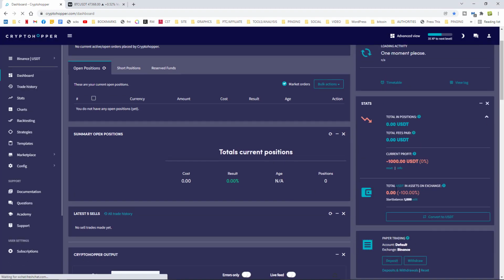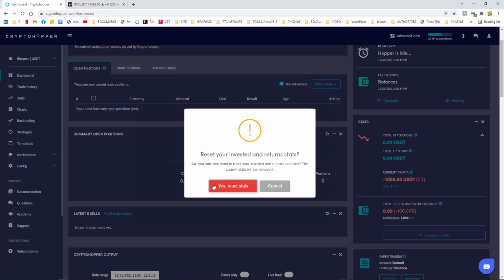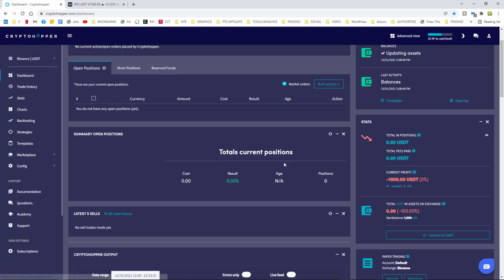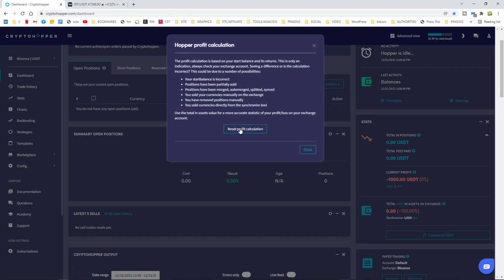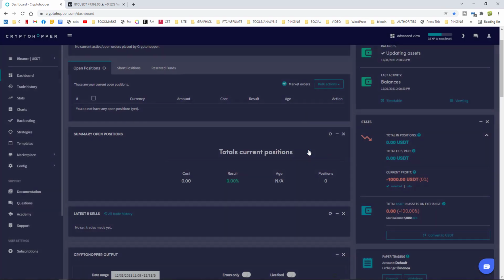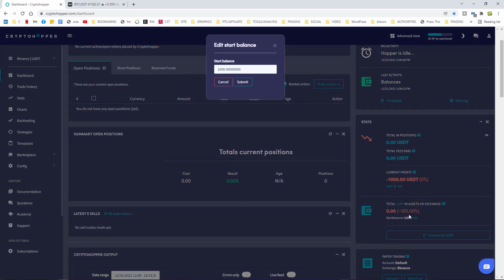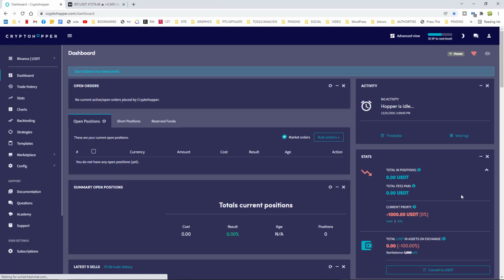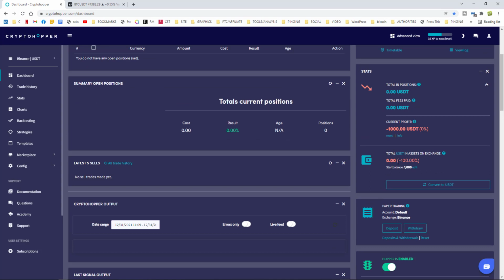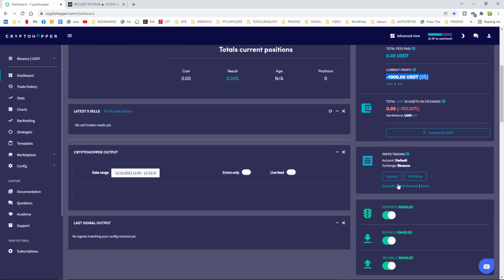Alright. Reset that. And reset that profit calculation. Alright. Edit. Starting balance is 1,000. Right, so that looks about right because it says minus $1,000 and there's no money deposited in there.